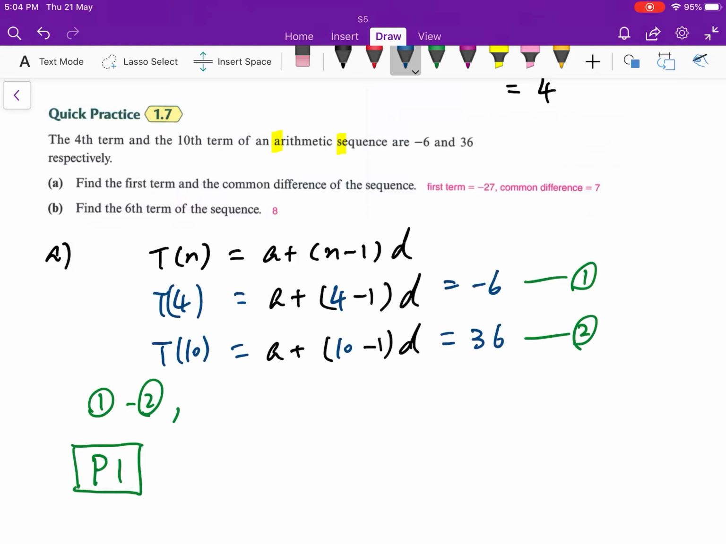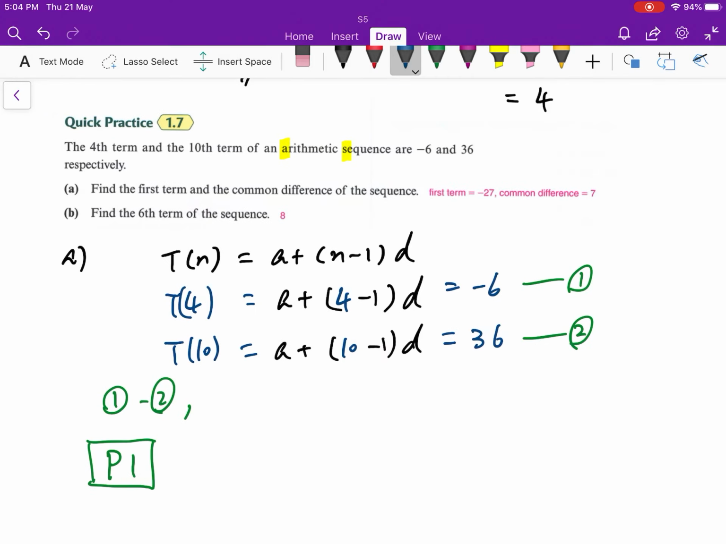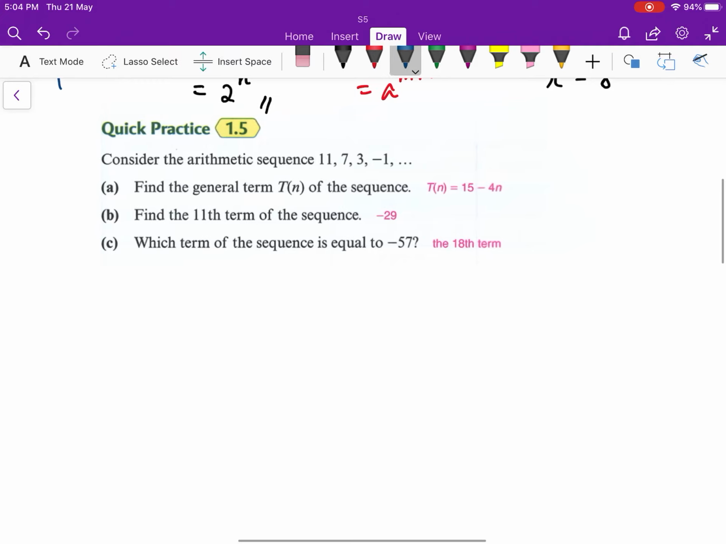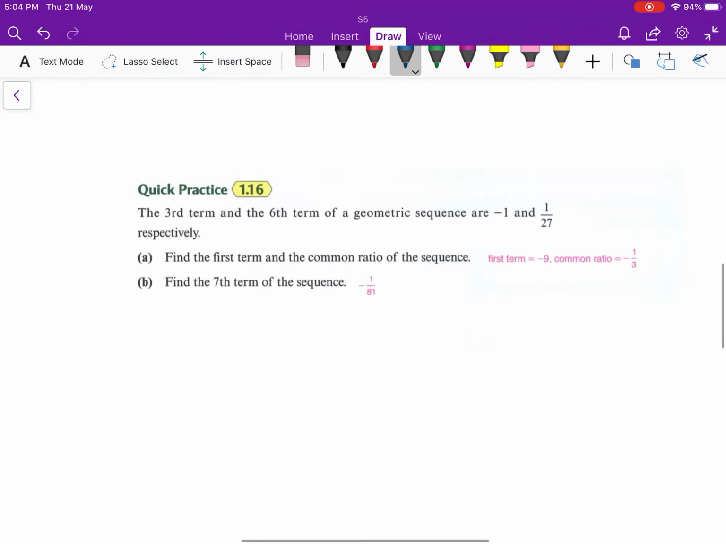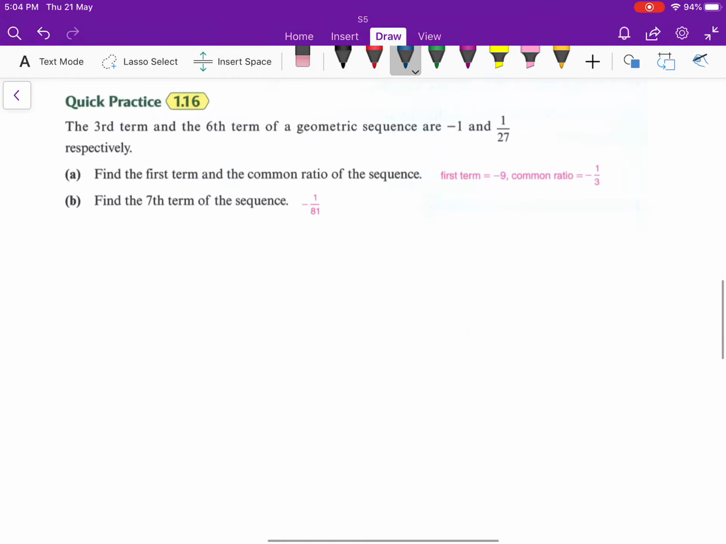So this is one of the types of AS questions that you need to use simultaneous equations to solve. Is it only AS that will have that kind of question? No, GS will also have that kind of question. So let's take a look at GS also. Take a look at this. They also remind you that this is GS, right?